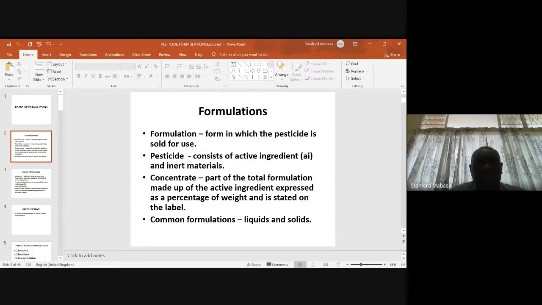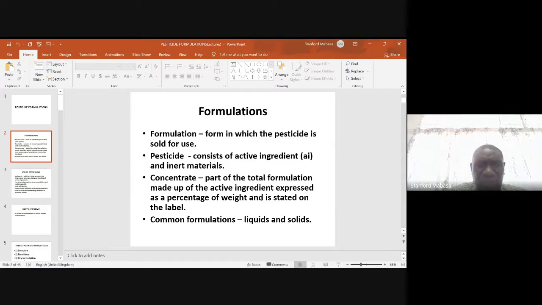Now, the pesticide actually consists of basically two things. Number one, it consists of the active ingredient. That is the poison which is going to kill the pest. And it is also packaged with inert materials.